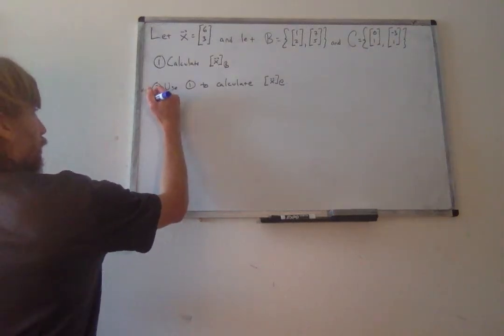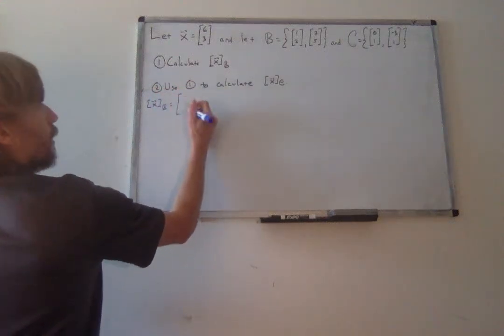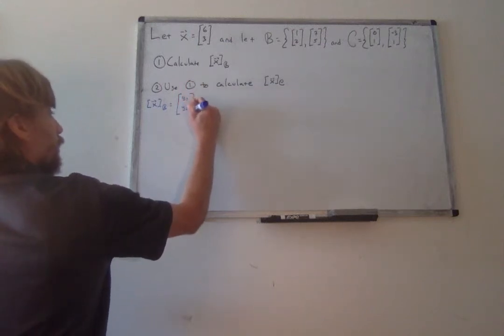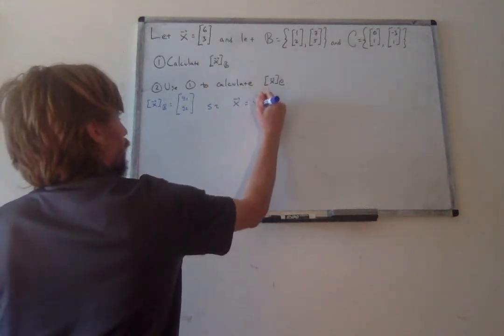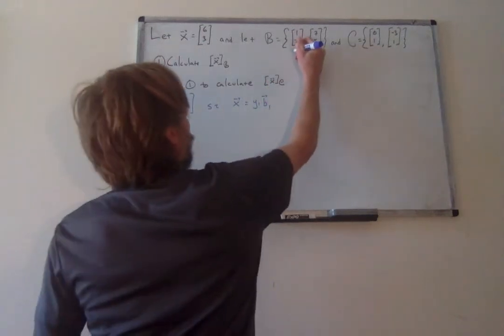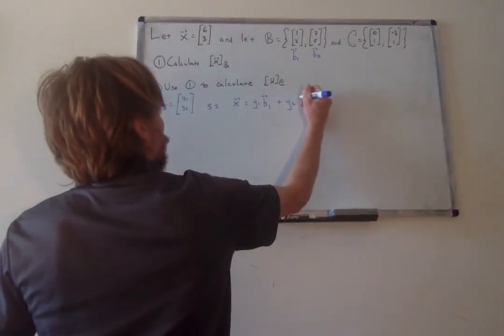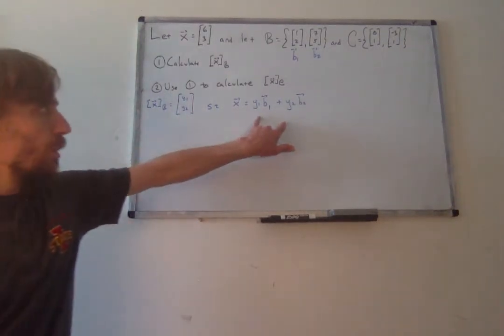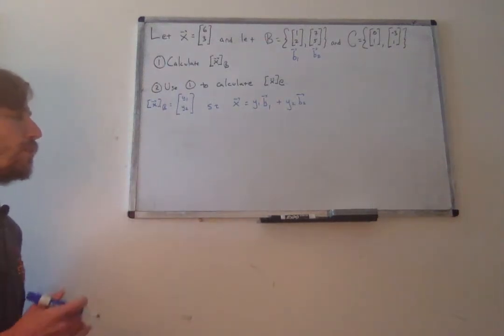And remember, this is equal to the vector, we'll say, y1, y2, such that x, the vector 6, 3, is equal to y1 times b1, where we'll call these b1 and b2, plus y2 times b2. Remember, these are just the coordinates we put on these vectors when representing x as a sum of these two vectors, which we know we can do because b is a basis.